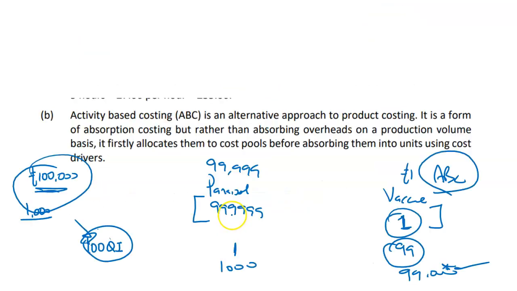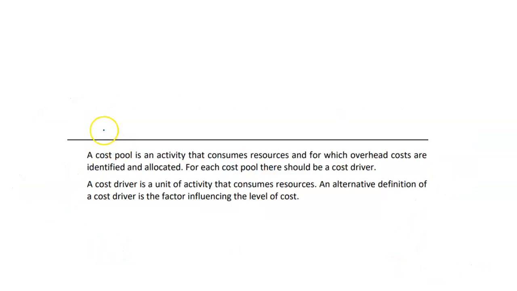So let's answer these. So this says what is ABC. ABC is an alternative approach to product costing. It is a form of absorption costing, but rather than absorbing overheads on volume, we allocate these costs to cost pools, and then absorb them using cost drivers, right?